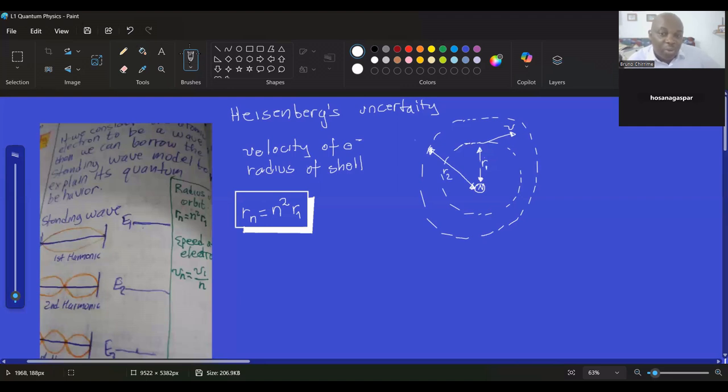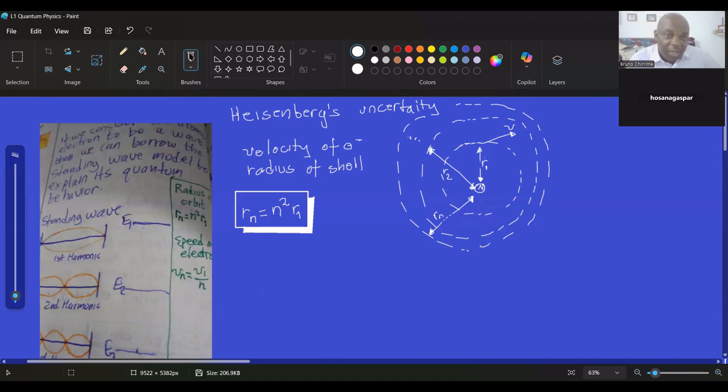Where you can have Rn. So we say this is Rn, the radius of shell n, and that is if this is a dotted radius to show that it's indefinite. So this is important. Now, this formula is what you need. This is all you need for the radius.